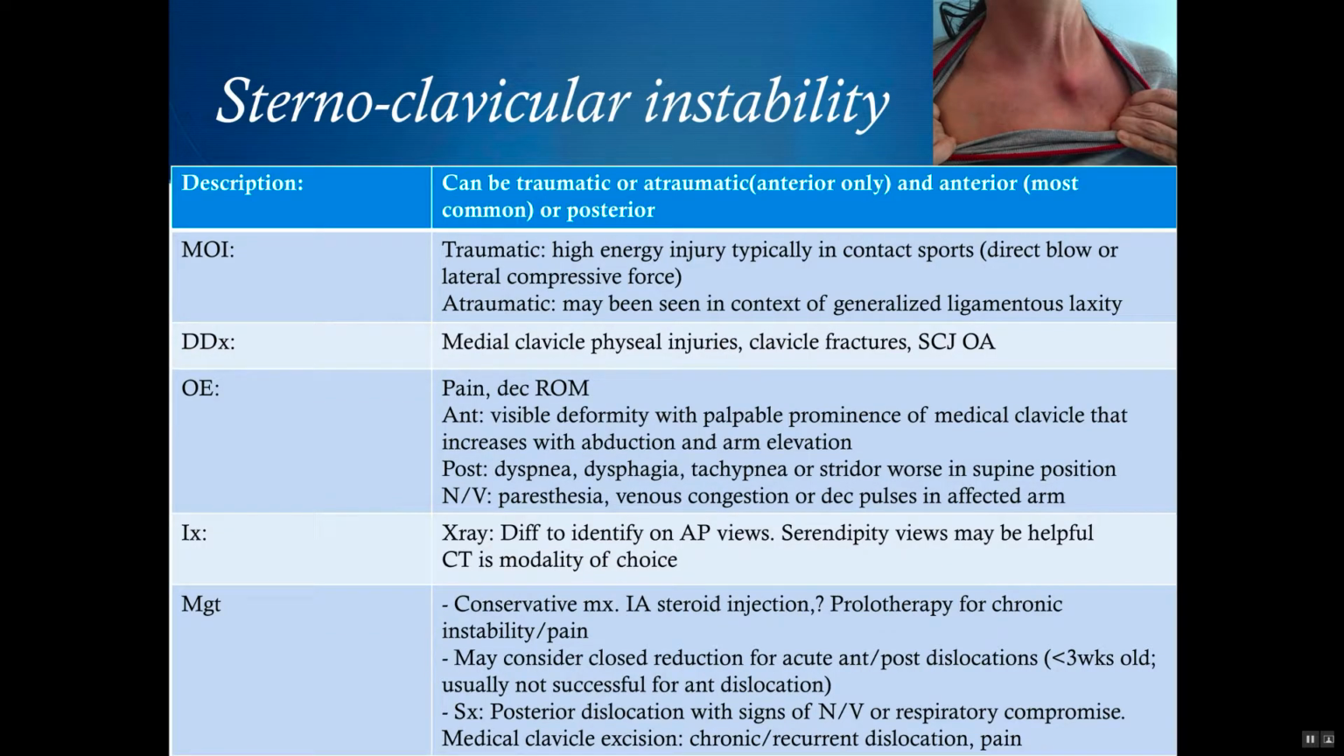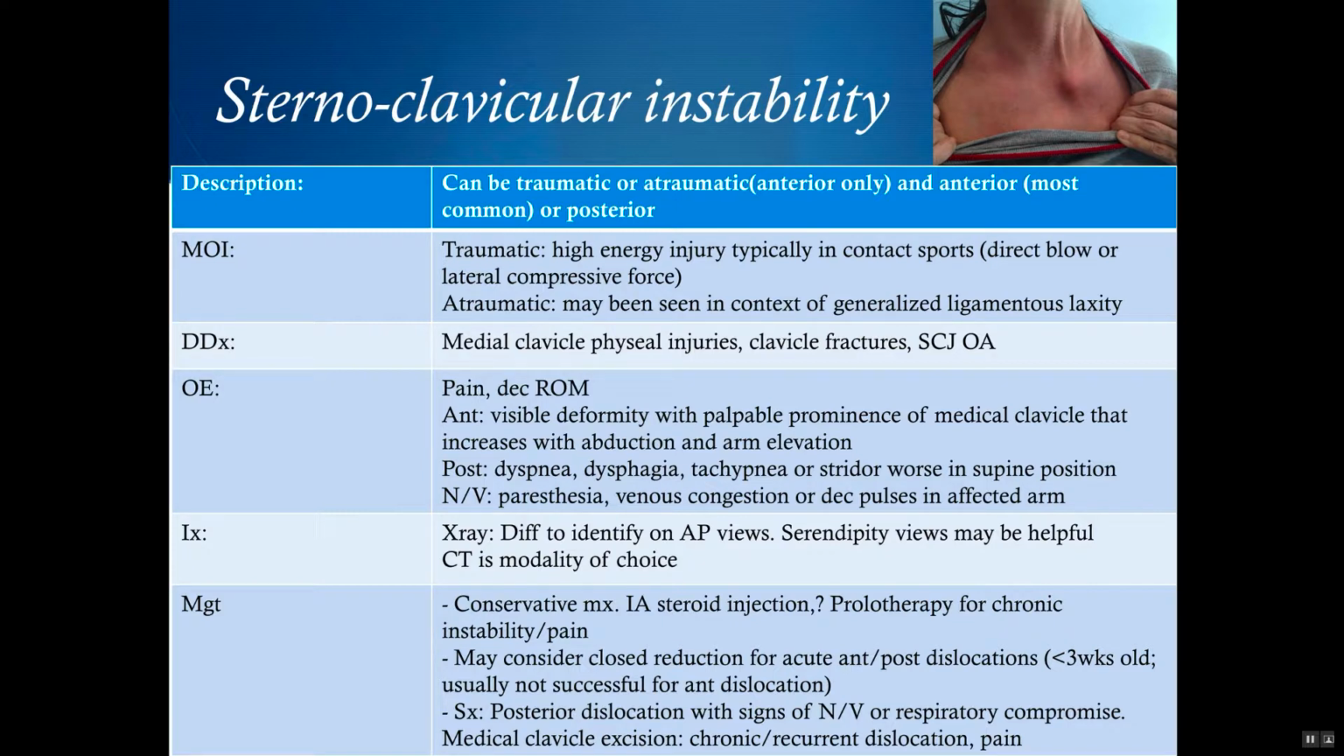Next, we'll talk about sternoclavicular instability, which is another condition found on the opposite end of the clavicle. These, again, can be traumatic or atraumatic. Traumatic lesions are usually a result of high energy contact to that area or to the lateral aspect of the shoulder. Atraumatic instability is typically seen in the context of generalized ligamentous laxity or degenerative and osteoarthritic changes to that joint.